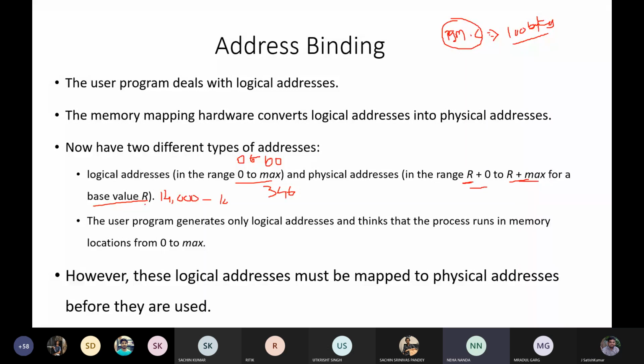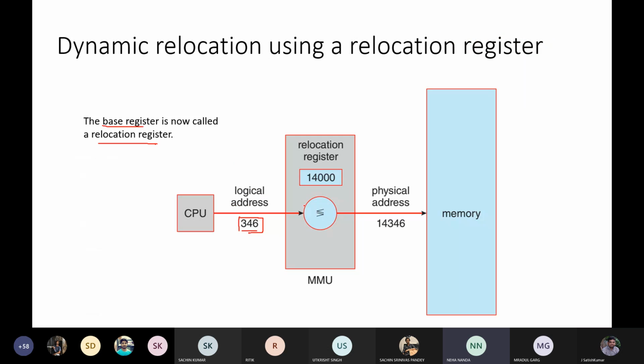14,346. Sir, shouldn't the address now point to 14,000 and not 14,346? No, based on this relocation register, from 14,000 to 14,346, up to this, that process will occupy. Now the relocation register will be updated to 14,347. For the next program, it will be available from 14,347, something like that.